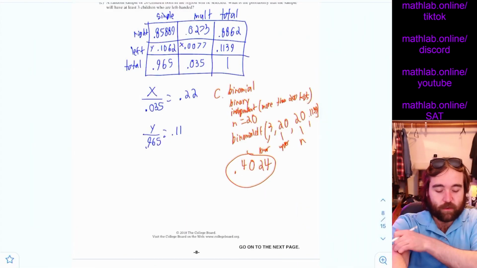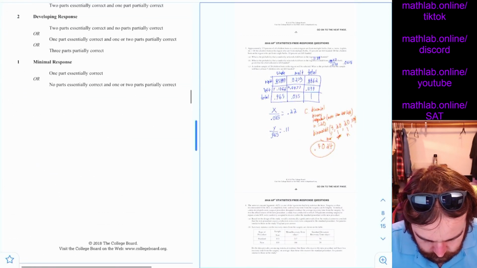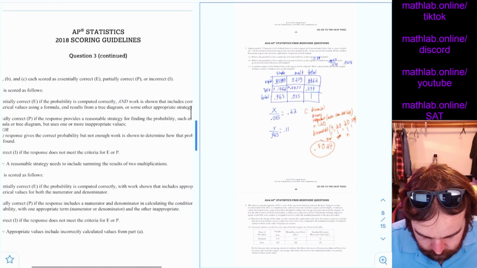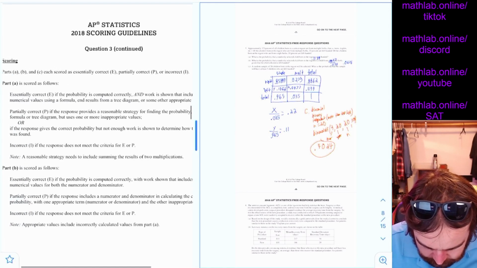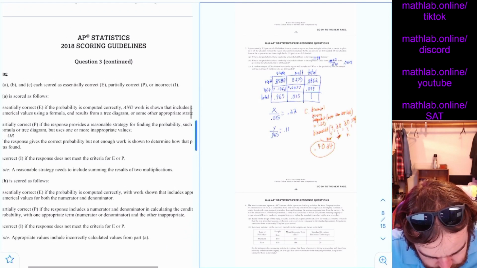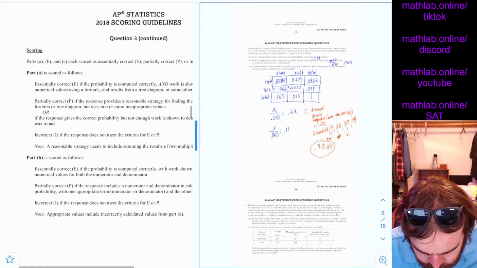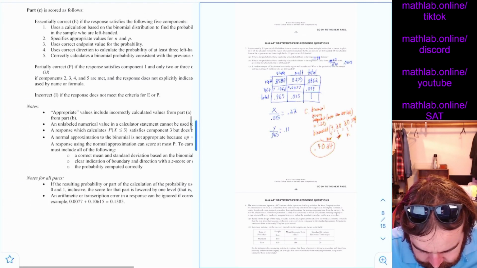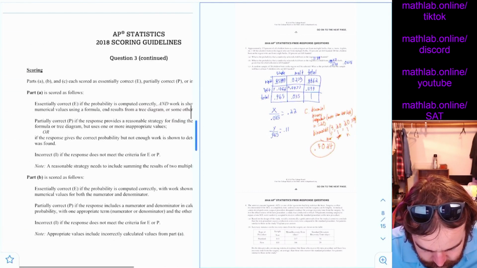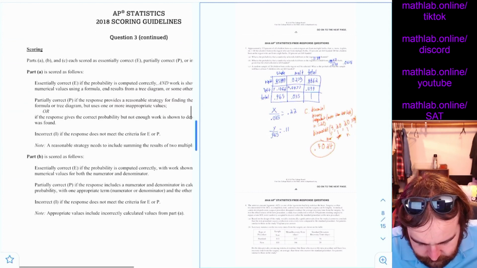So try to make a point to go faster. So let's check our answers. Doing the two-way table really should show everything. And work is shown that includes correct numerical values using a formula and end results from a tree diagram or some other appropriate strategy. Yeah, I really just think I made a two-way table. I guess I didn't show any of my work for the two-way table, but it's because they add together. I think that should be fine.